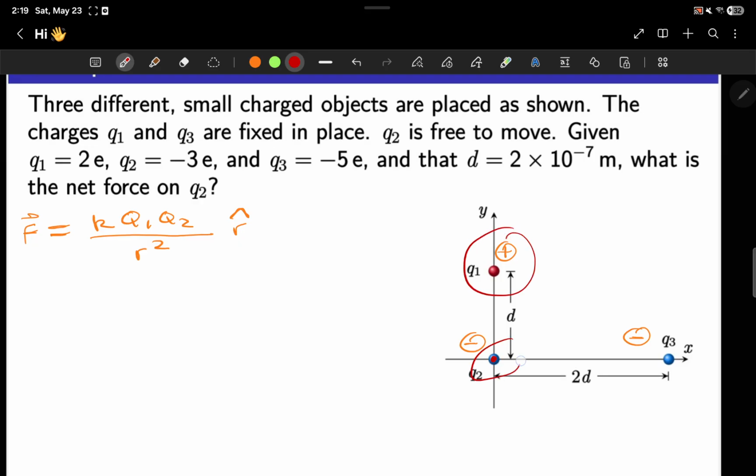So between charge 1 and charge 2, they're opposite in charge, so they attract. So the vector on charge 2 is going to point in the positive y-axis. And this is the force from charge 1 onto charge 2. As for charge 3, it's negatively charged, and when we have two negative charges, they repel. So from charge 2's point of view, charge 3 is pushing it away, so in the negative x direction.